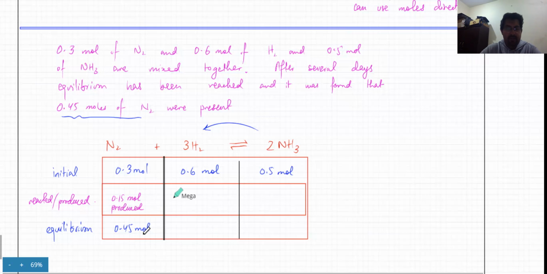They got produced. Okay, it's obvious. So 0.15 got produced, so I'm going to write 0.15 over here. Now to produce one, that means the backward reaction must have happened and 0.15 extra must have been produced. So it's 1:3. If 0.15 were produced over here, according to the ratio, 0.45 of H2 must have also been produced.